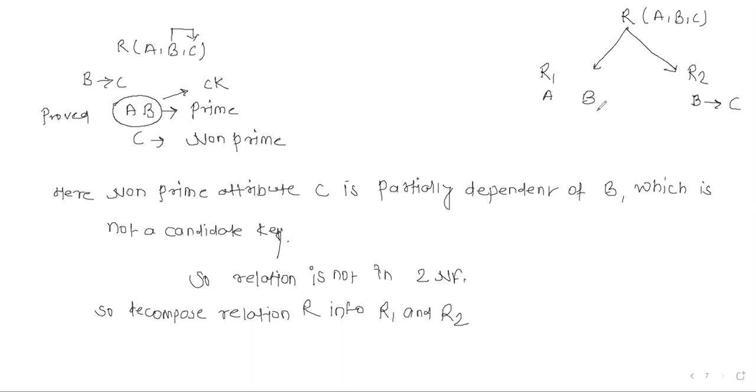R1 should have A and B, and here you will be having only B and C. So in this way, you have decomposed this relation R into R1 and R2, where, keep in mind, whenever you're decomposing, always in the first table you keep the candidate key attributes. So we have kept AB, the candidate key attributes.